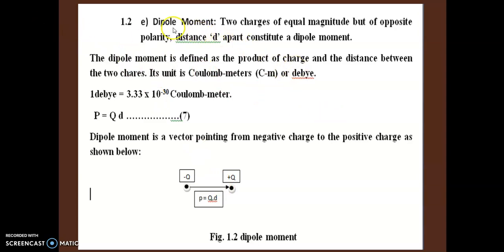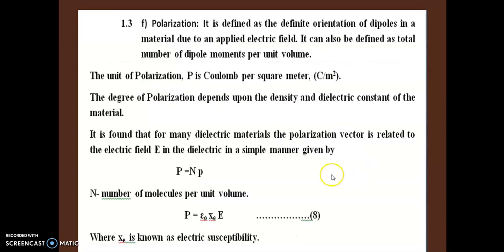Dipole moment, then I introduced this new concept. When two equal and opposite charges are displaced from each other by some distance, they constitute a dipole moment. So dipole moment is denoted by small p, which is the product of charge and distance. So it is a vector, so direction is very important. The unit of dipole moment is the debye, and a debye means how many coulomb meters. So 1 debye is equal to 3.33 into 10 raised to minus 30 coulomb meters. So you have to remember units and conversion also for simple problems.